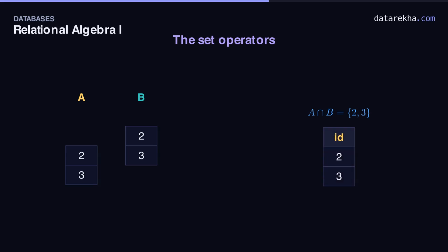Intersection. The cap symbol keeps only the rows in both tables. The only IDs sitting in A and in B are 2 and 3. So the result is just 2 and 3, 2 rows.